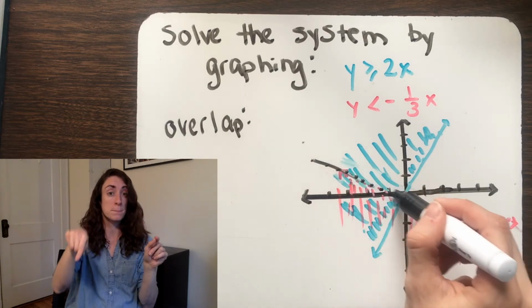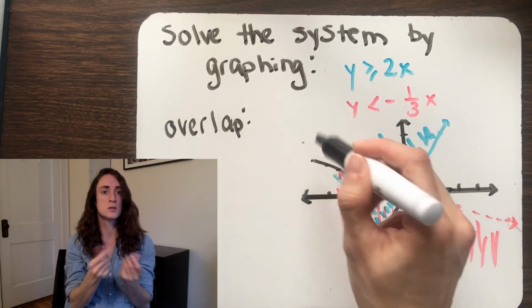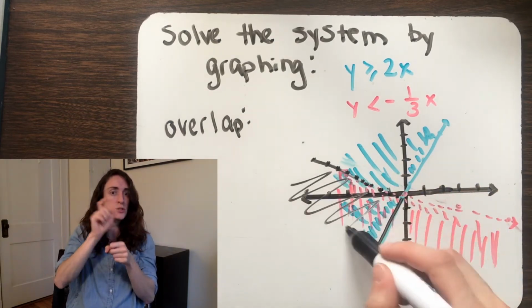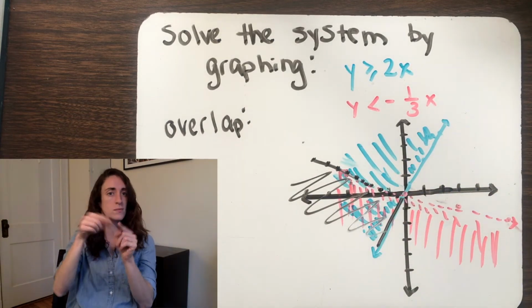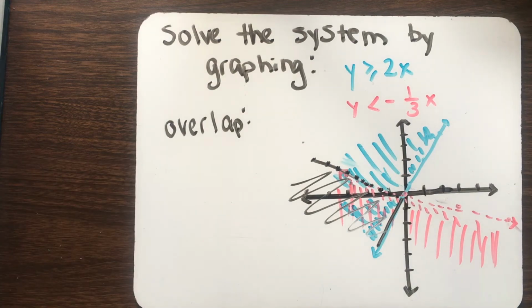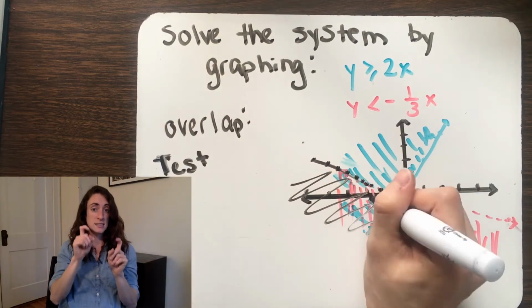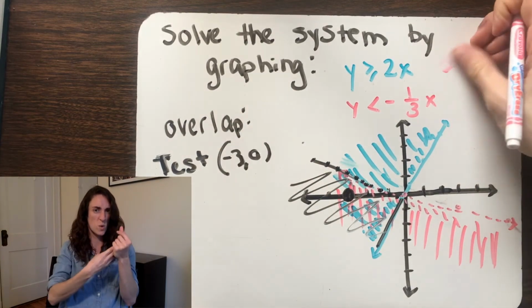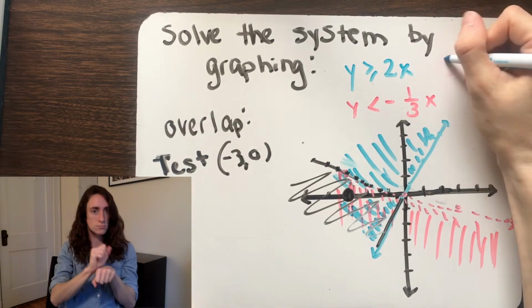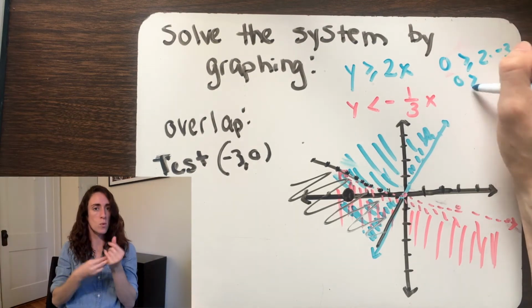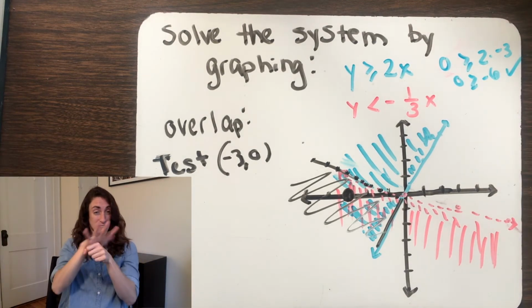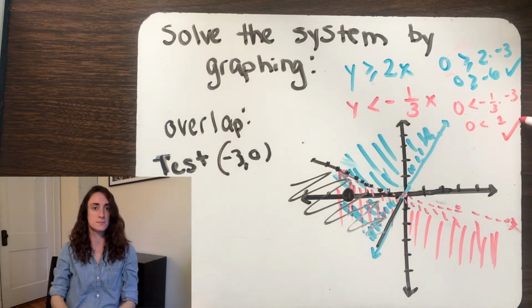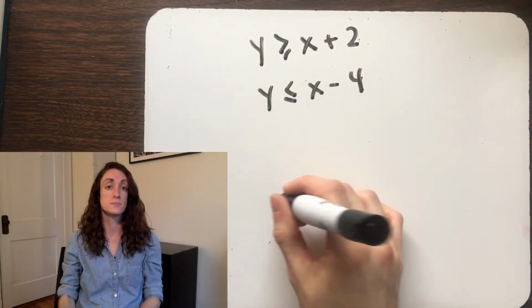So it's got a dotted boundary and a solid boundary, and then a shaded area that satisfies both the blue and the pink inequalities. So any point that's in that area should satisfy both the blue and the pink inequality. And we can go ahead and test this by choosing a point that's in that area. So if we take negative 3, 0, and plug that into both inequalities, we can see that it does indeed satisfy both. So that area of overlap is our solution.